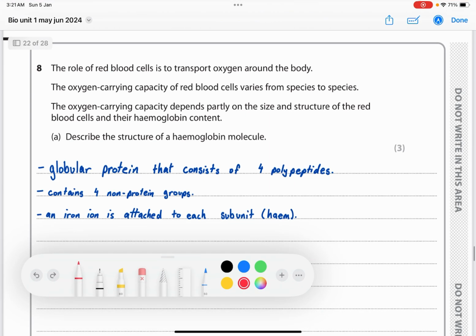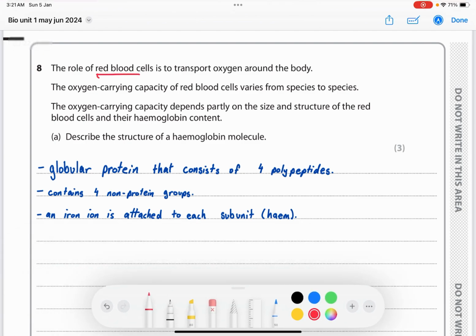Okay. Red blood cells is to transport oxygen around the body, right? The oxygen carrying capacity of red blood cells varies from species to species. The oxygen carrying capacity depends partly on the size and the structure of the red blood cell, and their hemoglobin content. So, describe the structure of a hemoglobin molecule.